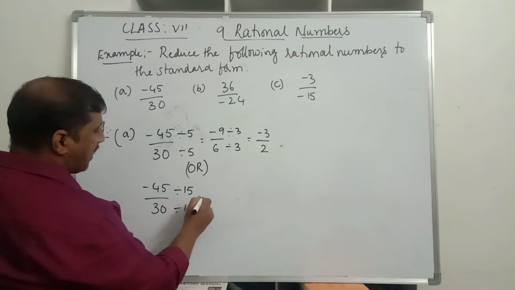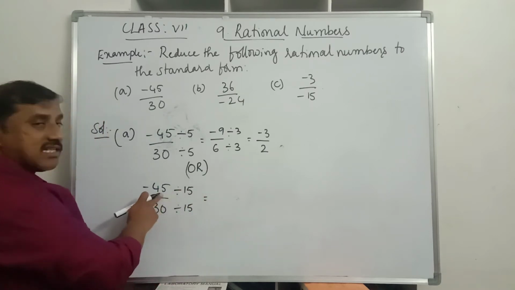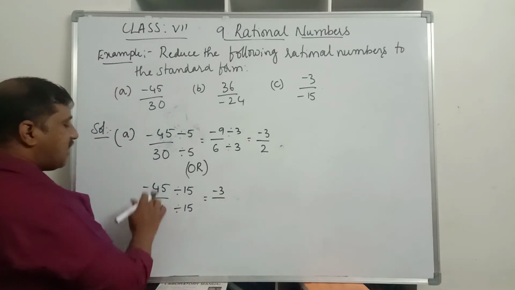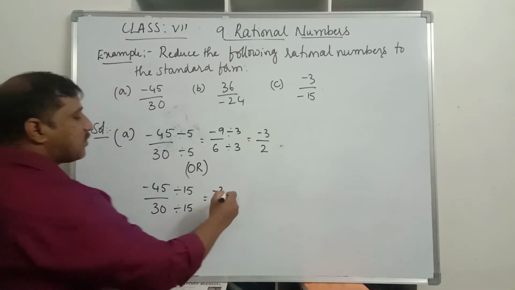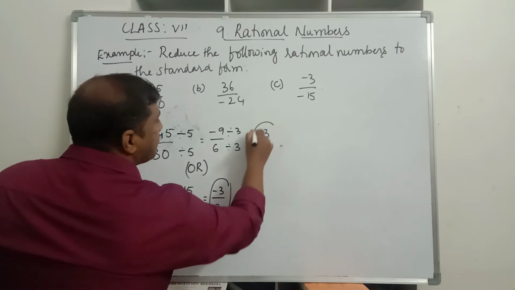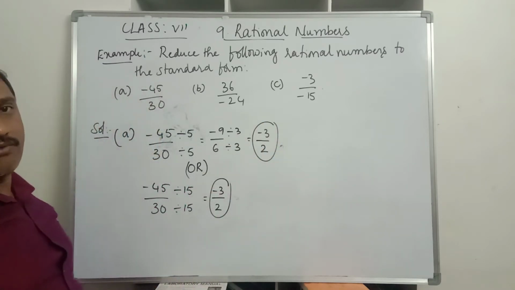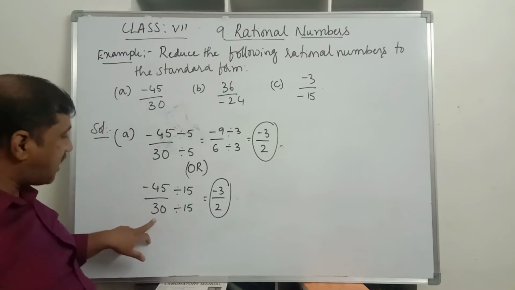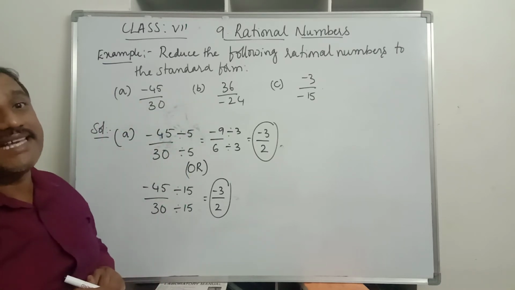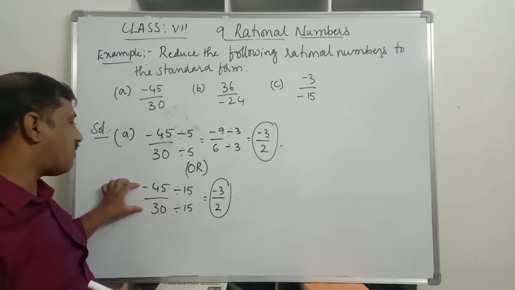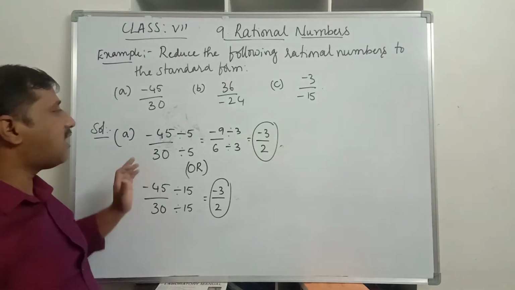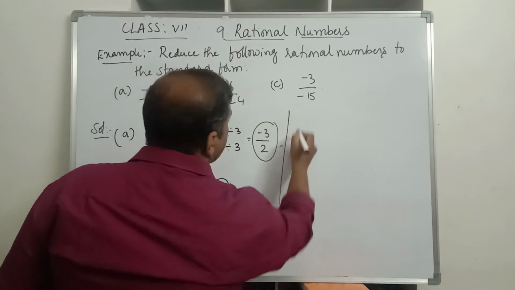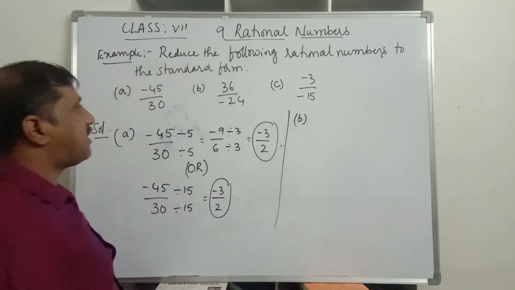Both the numerator and denominator: 15 3s are 45, therefore it is minus 3, divided by 15 2s are 30. Minus 3 by 2. In both cases we got the same number in the standard form. This is by dividing with their common factors, and this method is by dividing with the HCF. Here we get it in only one step, and there it takes more than one step. Next, similarly we will discuss B. You can choose any one of the methods.